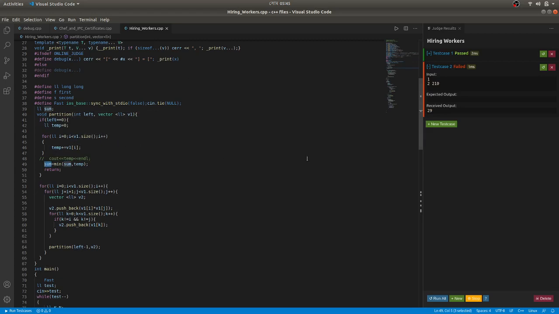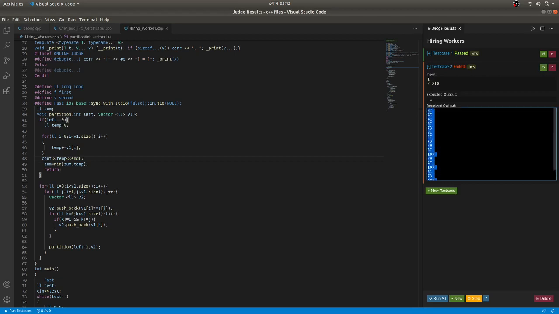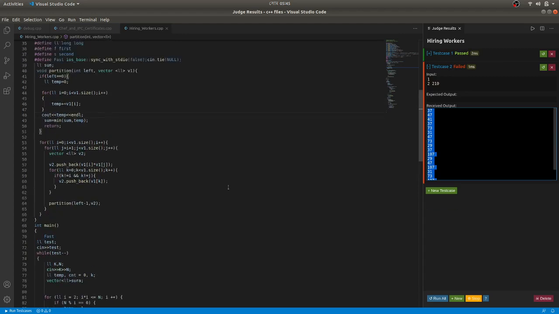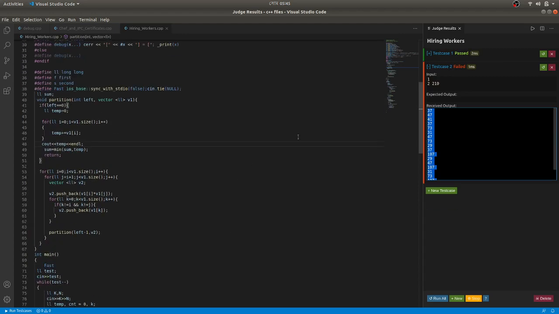So suppose we run it. Suppose we want to see all the summations. It will give us all the summations of the ways we can do it. So this is the problem and this is the solution.